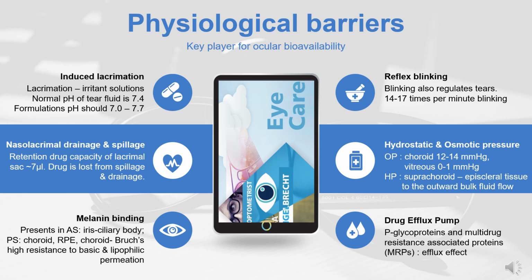Melanin, normally present in the uvea and RPE, which is the retinal pigment epithelium, has high affinity toward basic and lipophilic drugs. Melanin binding significantly reduces the drug available for therapeutic action and warrants use of a larger dose. Melanin binding in the iris ciliary body affects the drug response in the anterior segment, while that in the choroid, Bruch's membrane and RPE causes high resistance to penetration of drug in the retina and vitreous.